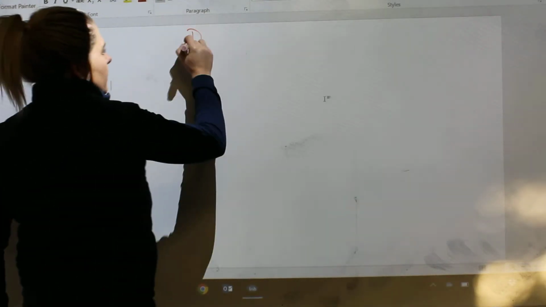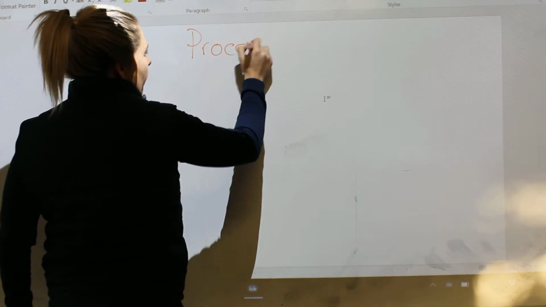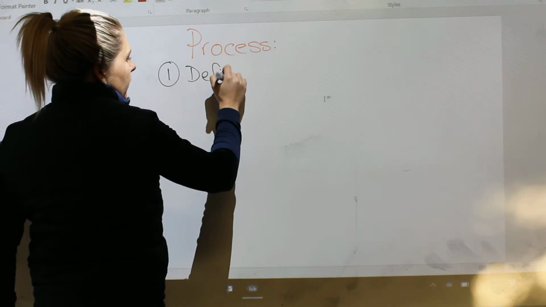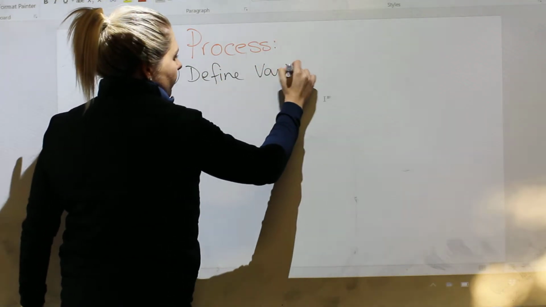The last thing we have to worry about is your process. All right, your process for this does not change. It does not change whatsoever. So step one is to define variables.